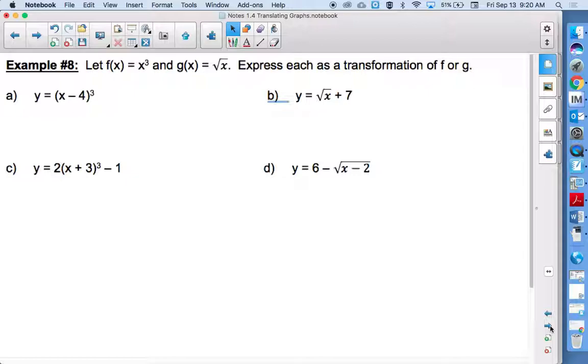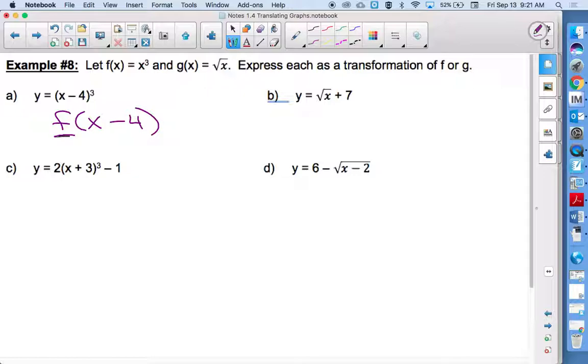Does anybody have an idea as to how you could write letter A as a function? Emma? So she said f of x minus 4. So we're using the f function because it's cubed. So that's why I'm choosing f. I choose the function based off of the type of equation we have. And then to write it in function notation, well, it's x minus 4 in parentheses, so we're going to keep it as x minus 4 in parentheses.